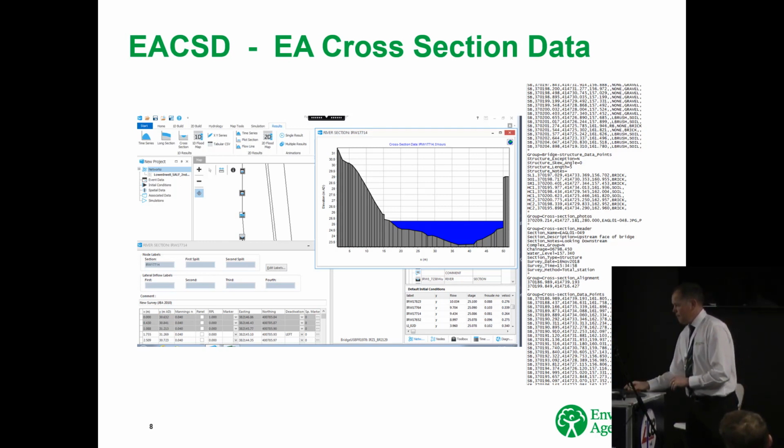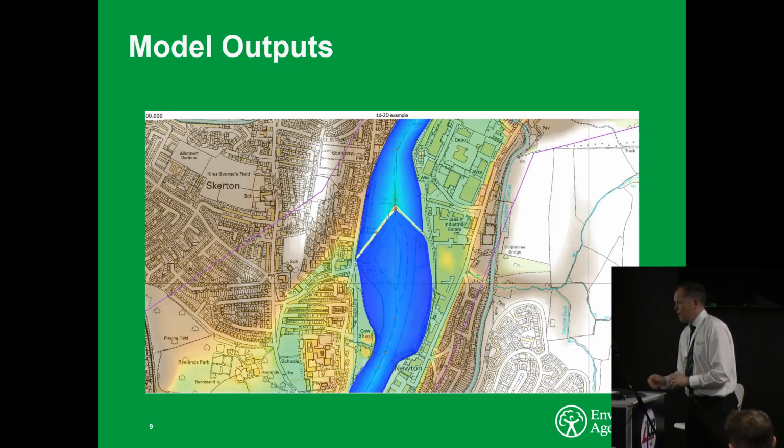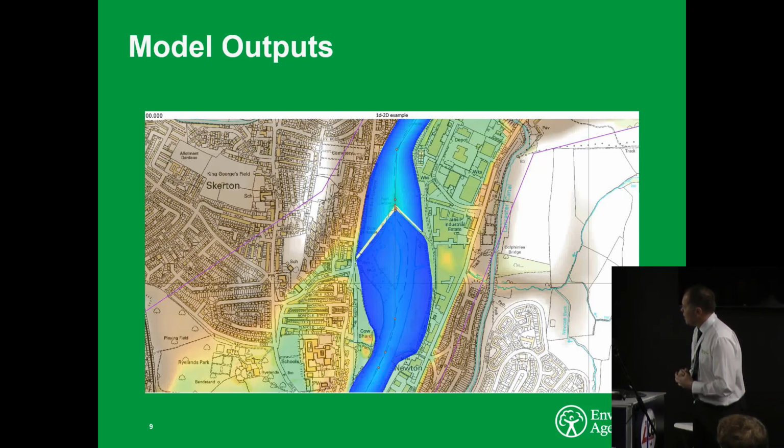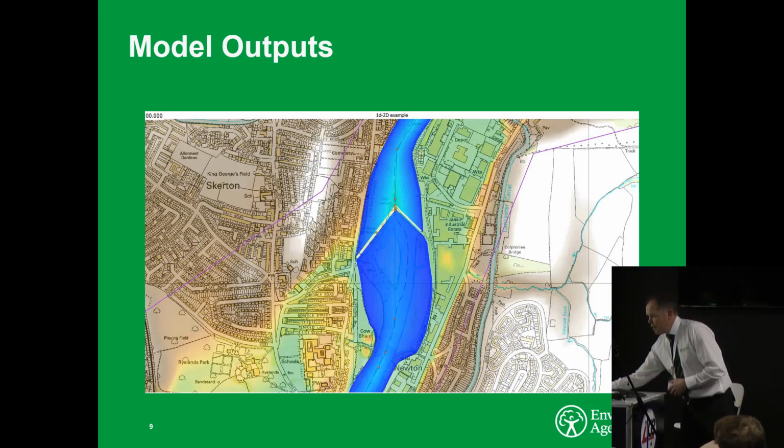So I can give you an example here. This is a 2D model. This is the River Lune in Lancaster. You can see the weir, which apparently is Europe's biggest fish ladder. So you've got the tide. The bottom half is tidal, and the upper half is fluvial. So we'll just run the model.